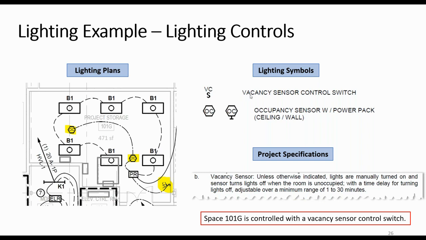So we see we have that, and then we look at the symbols to figure out what these mean. And so we can see that the VCS is a vacancy sensor control switch, and that there's 2 occupancy sensors attached to it. Well, that still doesn't really tell me exactly the sequence, so I went to the project specs, and that tells me that the vacancy sensor is such that the lights are manually turned on, and that sensors turn the lights off when the room is unoccupied with a time delay. So basically, the lights in this space are all manually turned on. And then once they're manually turned on, the occupancy sensor senses occupancy in the space. Once there's been an absence of occupancy for a specified amount of time, it automatically turns all of the lights off.